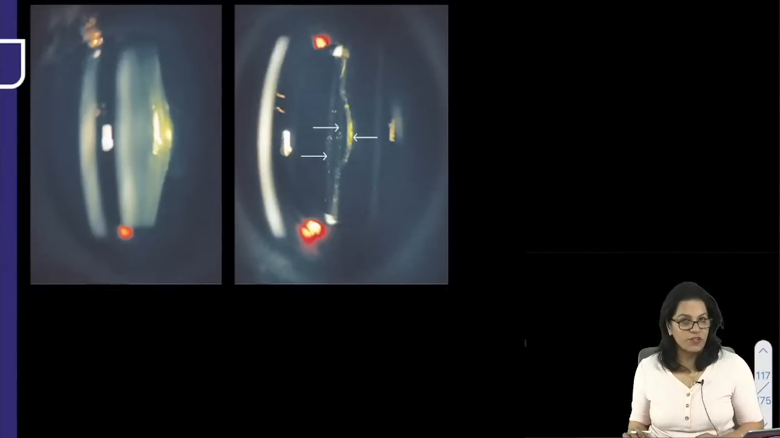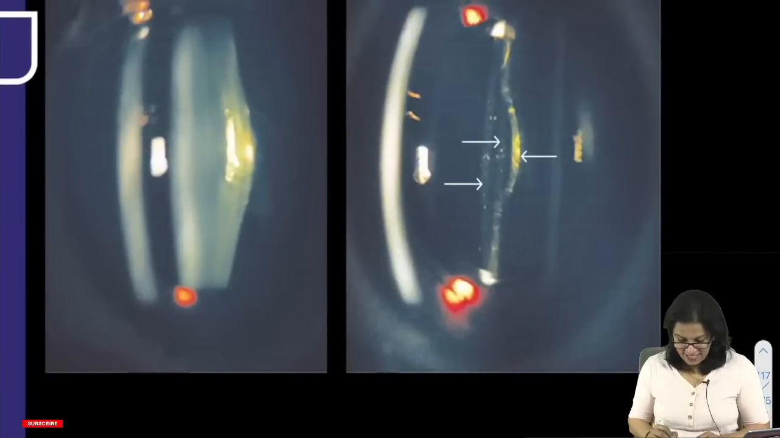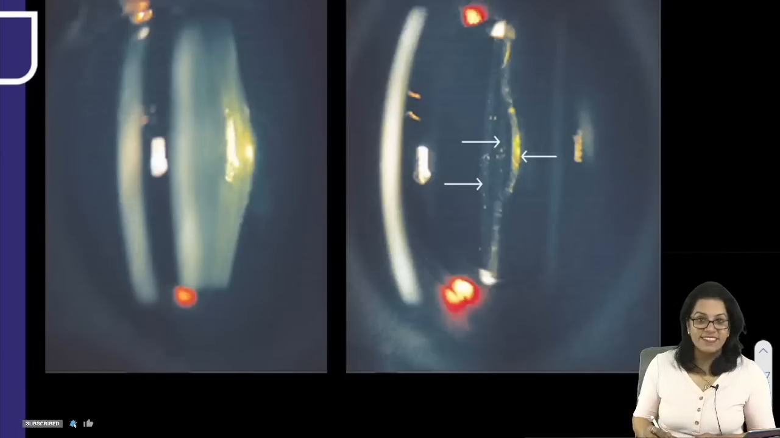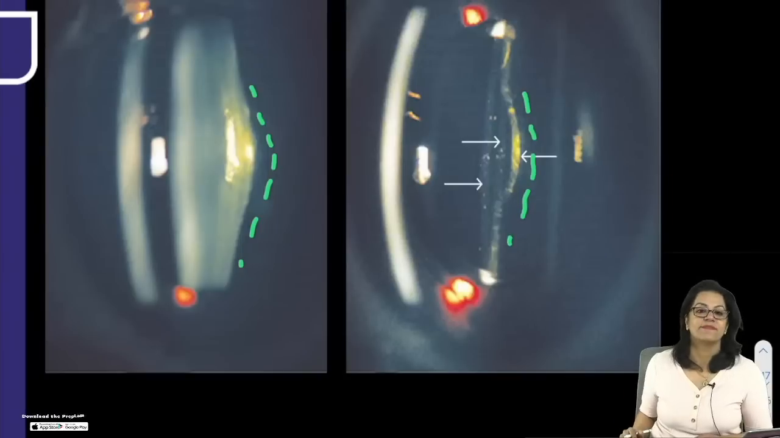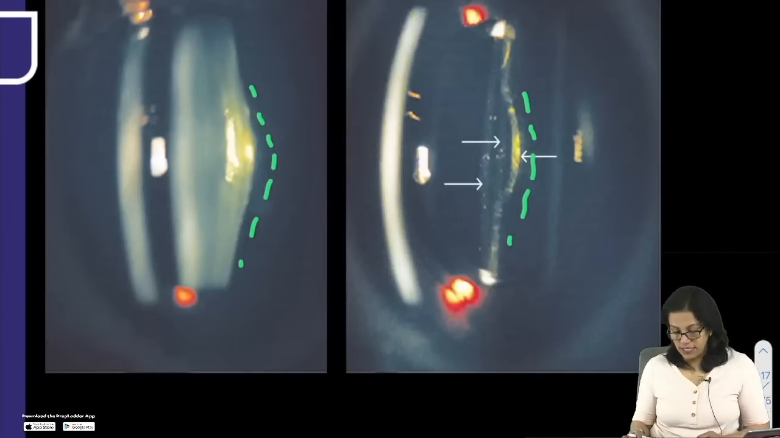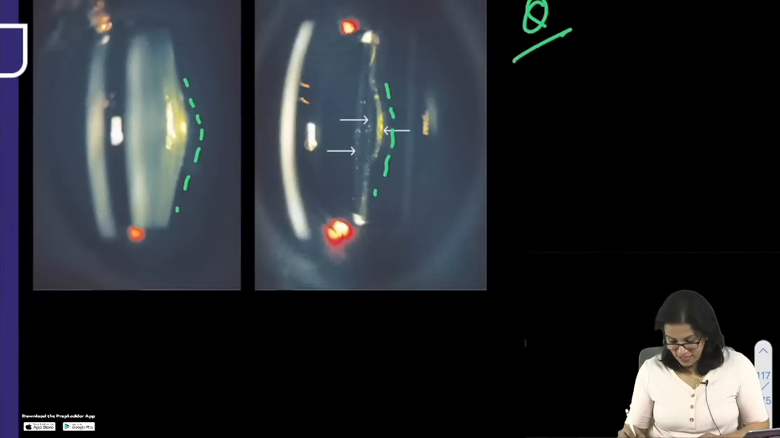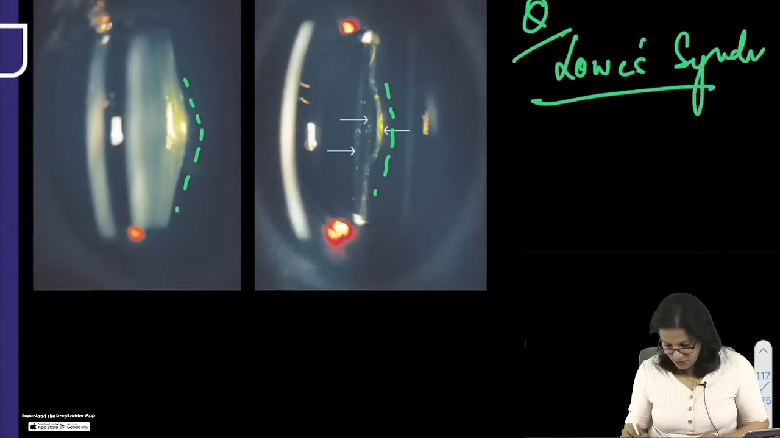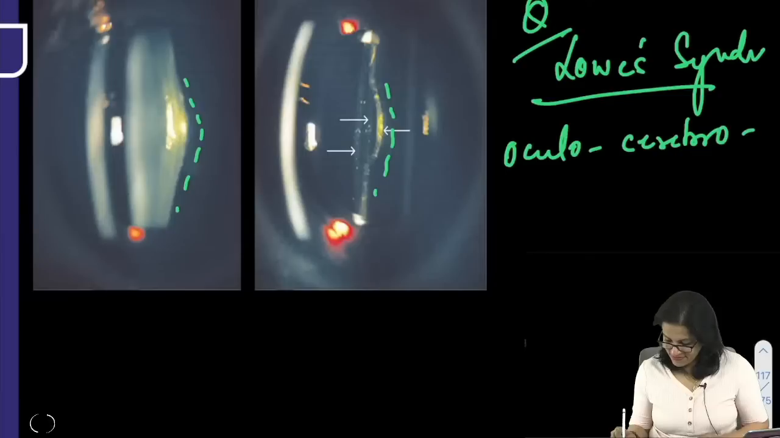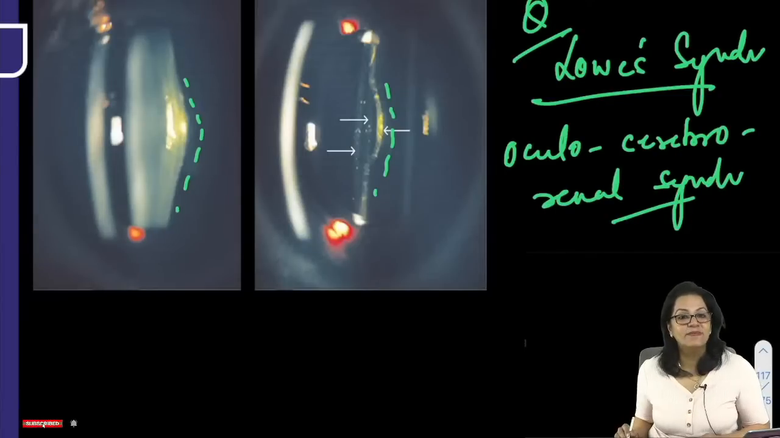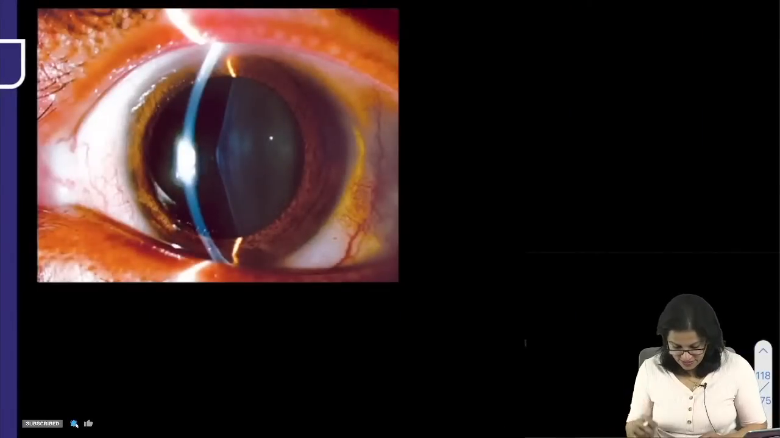Okay, images for you all. Vishal, where are you? So images. So look here. This is the slit lamp light which is falling on the lens, and here what you see is a posterior lenticonus. Where do you learn it? It is an exam question. Lowe syndrome. Remember this? Lowe syndrome is oculocerebrorenal syndrome. Okay, we come to the next image.